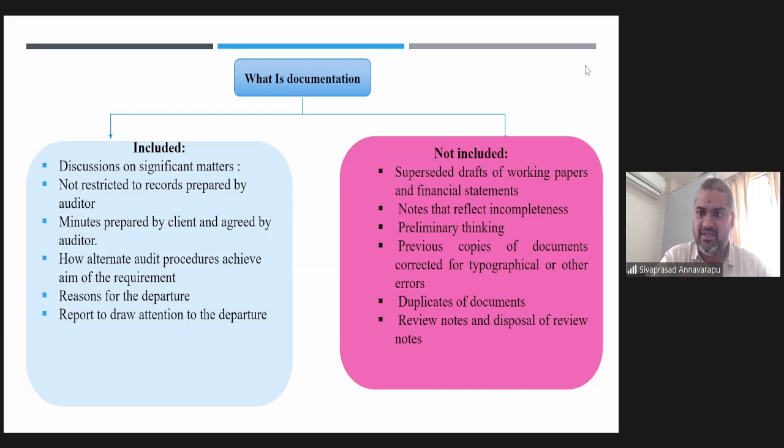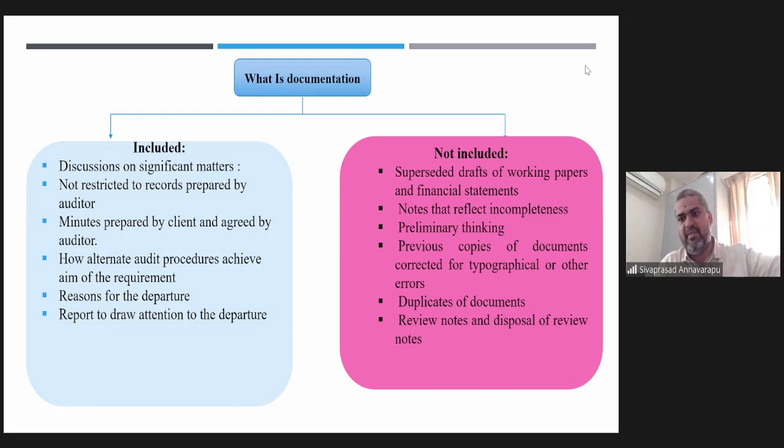It is a common practice that we see when we go for peer reviews and quality reviews that a huge dump of papers is kept in box files and people feel that it is documentation, while in the eyes of law, and for the functional value also, it is not the case. Now, let us see what is included. The discussion on significant matters and the minutes that are prepared by the client and agreed by the auditor, how alternate procedures have been implemented to achieve the audit goal, and if we depart from any of the standards or the treatment in accounting standards, what is the reason for this departure? All of this will form part of documentation.